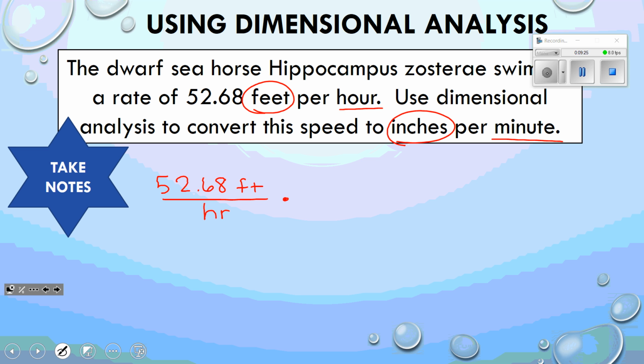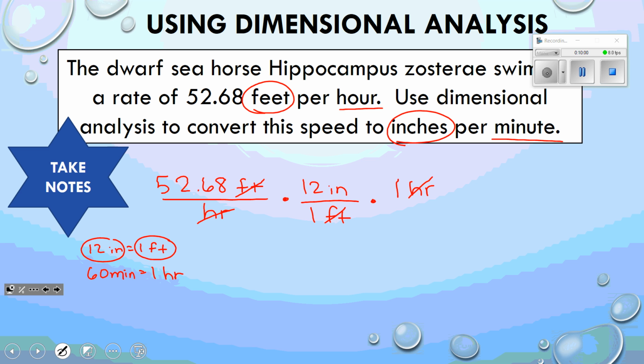Now we have to think first, what do we know about a conversion between feet and inches? We know that there are 12 inches in 1 foot, so we're going to put one of these on top, one on bottom. We want the feet to cancel out, so the feet has to go on the bottom, so we're going to put the 1 foot on the bottom and the 12 inches on the top. We've done the distance conversion. Now to do the time conversion, we're converting from hours to minutes. We know that there are 60 minutes in 1 hour. Since hours is on the bottom, we have to put the hour on the top so that they can cancel out. And then we have 60 minutes.